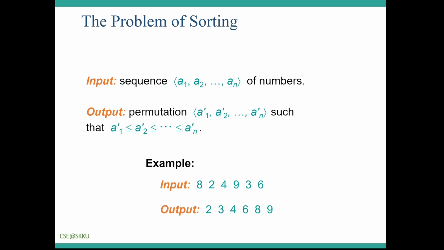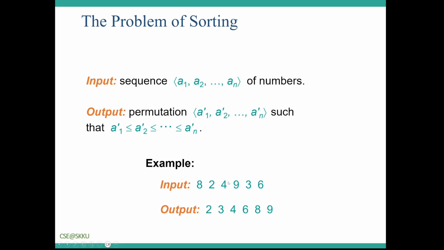When we define a problem, we describe the input and the output. The input is a sequence of numbers in the sorting problem, written as A1, A2, and so on up to AN. The output is a permutation A1 prime, A2 prime, up to AN prime, where the numbers are in non-decreasing order.